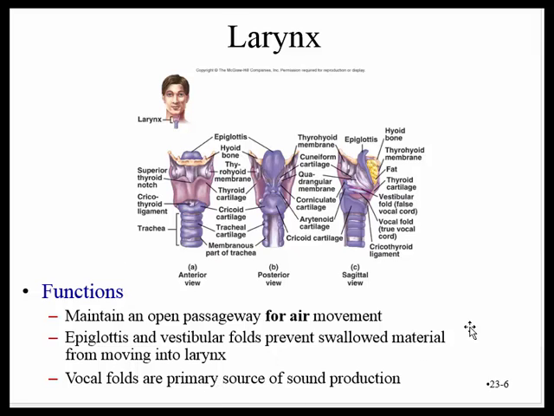We also have vocal folds, or your vocal cords, in this region, and this is the primary area for the production of sound. Also, when I'm speaking, if I put my hand where my larynx is, otherwise known as the voice box, I can feel vibrations.